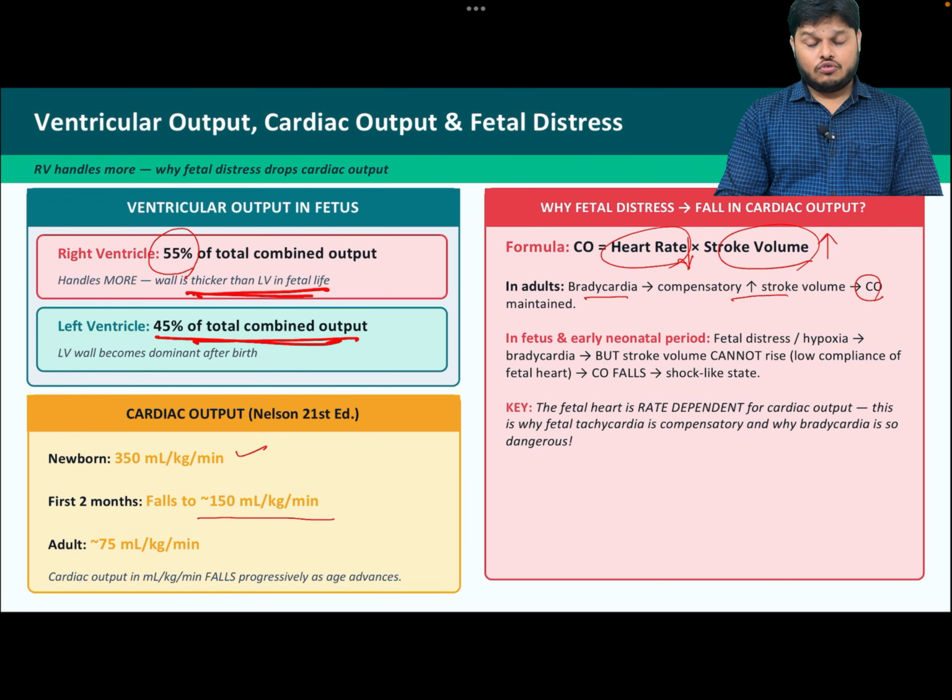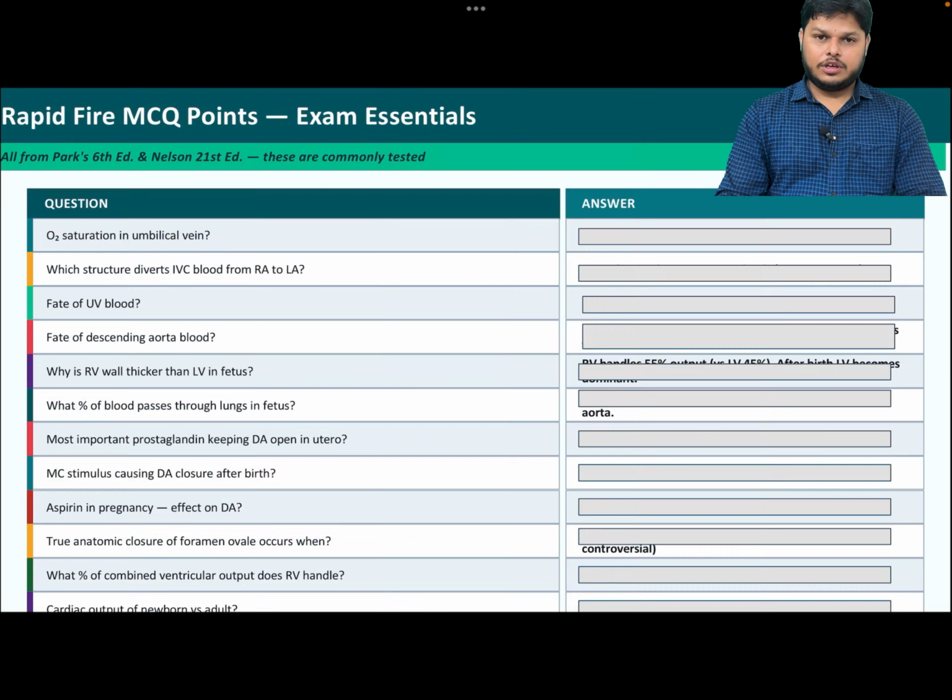Now the stroke volume has to increase, but the fetus cannot increase the stroke volume. Stroke volume cannot be increased due to low compliance of the fetal heart, so the cardiac output falls. So whenever there is bradycardia, the cardiac output falls, the baby goes into shock like state. That's why we say the fetal heart is rate dependent.